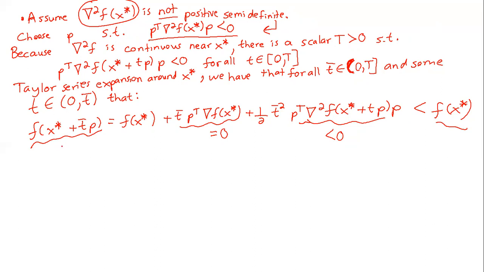Therefore, if this is true, where del squared f of x star is not positive semi-definite, we can demonstrate that x star would not be the minimizer. So it must be the other way around. It must be true that this is positive semi-definite for x star to be a minimizer. So that's the second order necessary conditions.